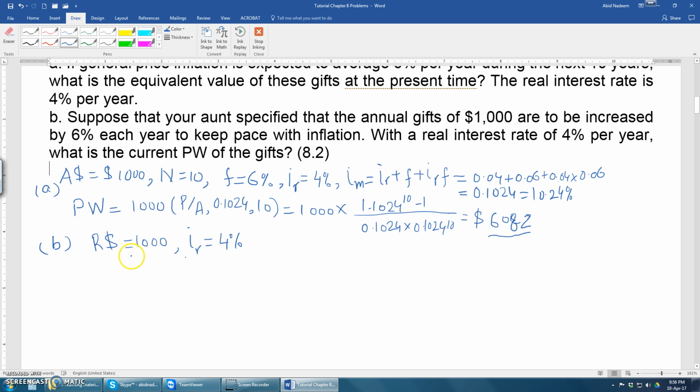So now you have real dollars of $1,000 continuing for 10 years. So you can find the present worth, which will be equal to 1000 multiplied by the P over A factor, which is given by the equation as 1.04 power 10 minus 1, divided by 0.04 into 1.04 power 10. So this will be $8,111. The answer may be a little bit different due to some rounding or calculation.